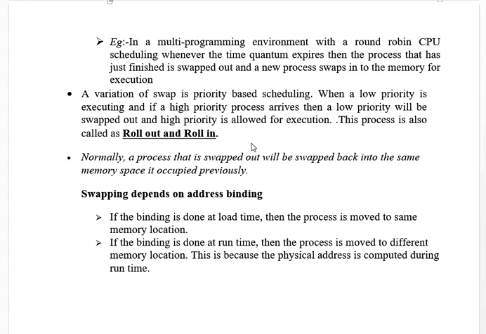If the space is not available in the main memory, then the CPU will check for the low priority jobs. It will take the low priority process, swap it out of the main memory into the backing store, and whichever higher priority job has requested the service will be brought into the main memory where the space is freed up. So this variation is also called roll out and roll in.